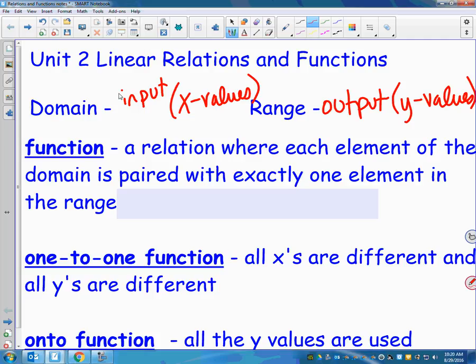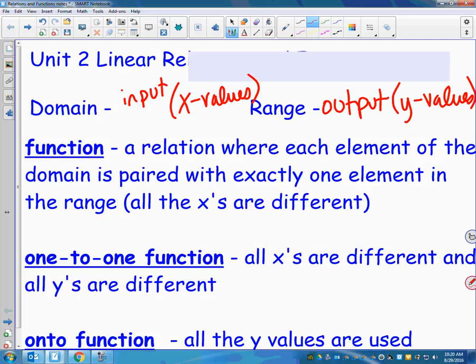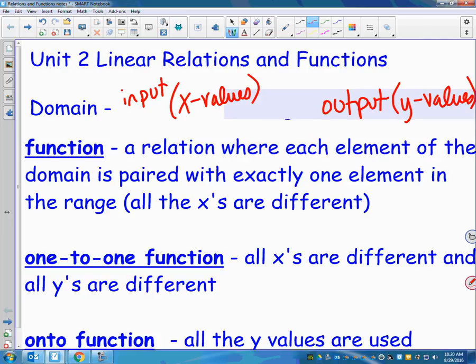Alright, so we defined that function on Friday, and this is the book definition. It is a relation where each element of the domain is paired exactly with one element of the range. Or, it's a nice way to remember how to tell something's a function. What can't repeat? The x's don't repeat, and that's what I have here. All the x's are different. For every x, it only matches to one y. The y's can repeat, all the y's can be the same, but the x's cannot repeat themselves.